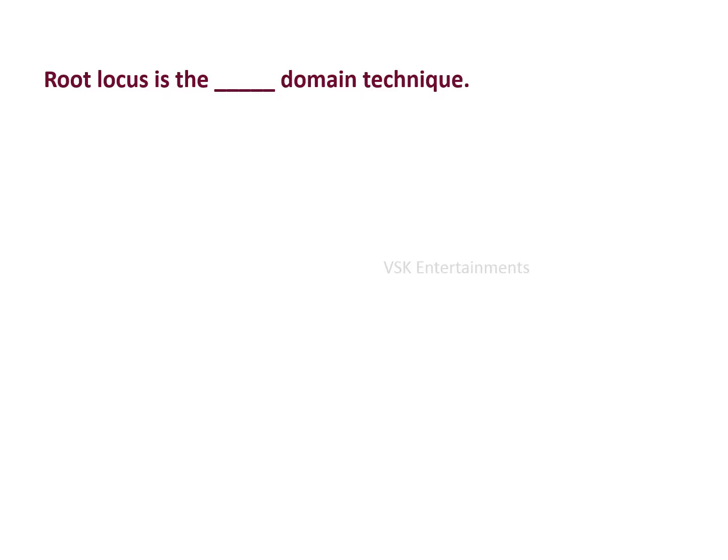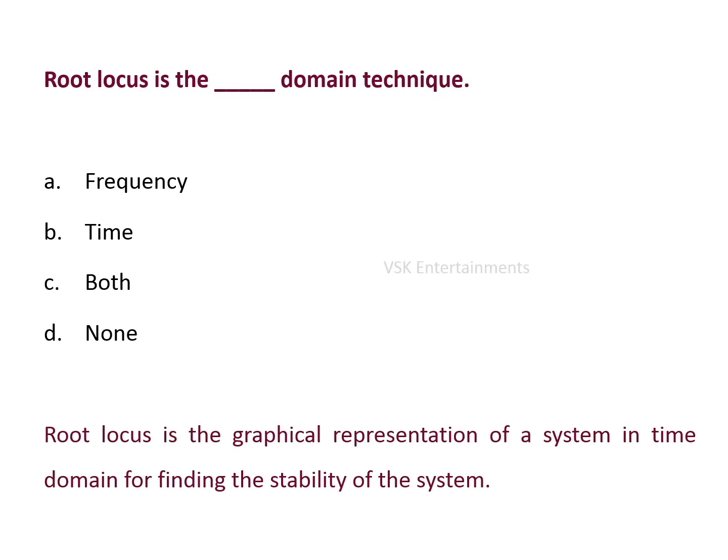Root locus is the dash domain technique. Options are frequency, time, both, and none of the above. Okay, coming to root locus, it is the graphical representation in the time domain for finding the stability of a system. Means by using root locus technique, we are going to find out the stability of a system in time domain. So option B is the right answer.